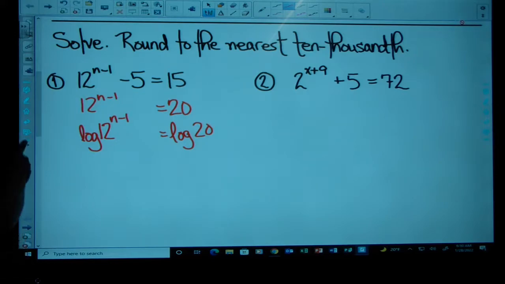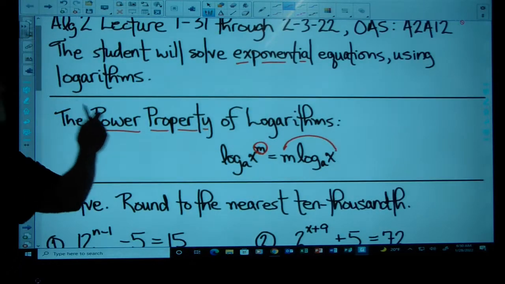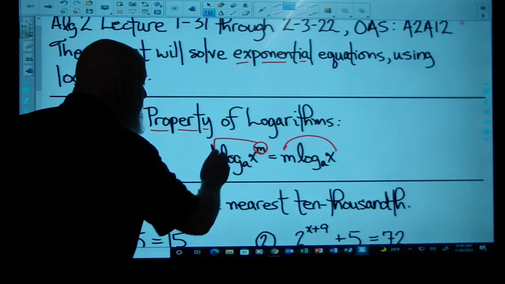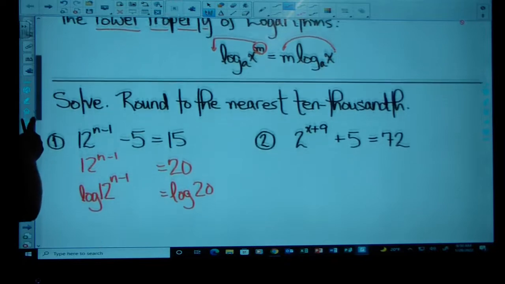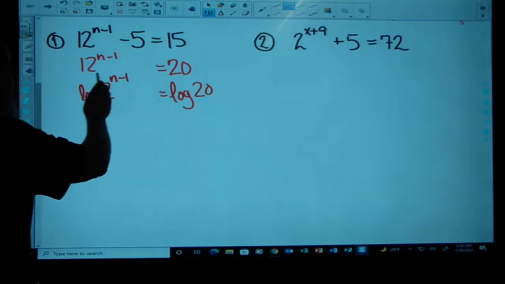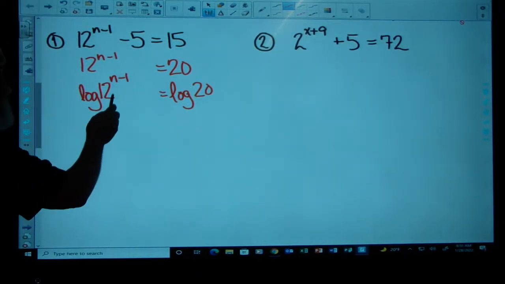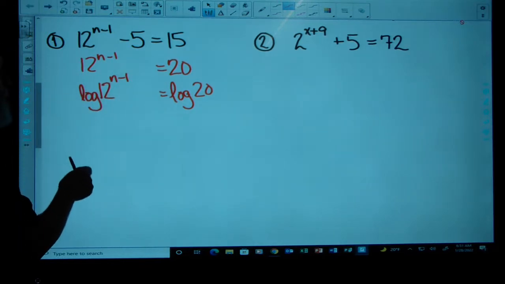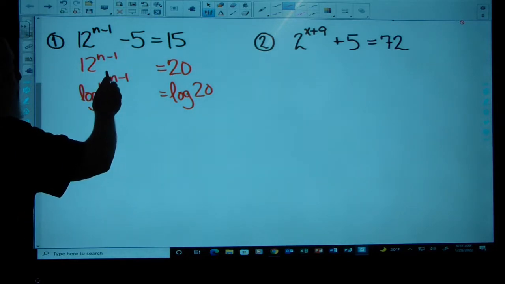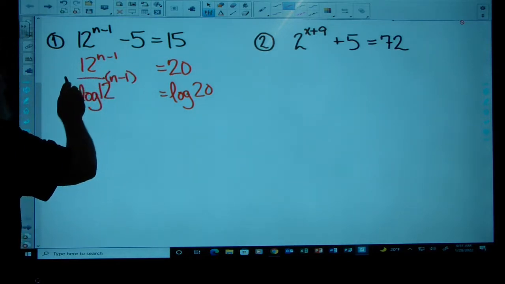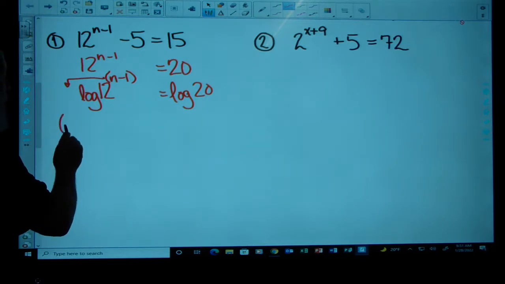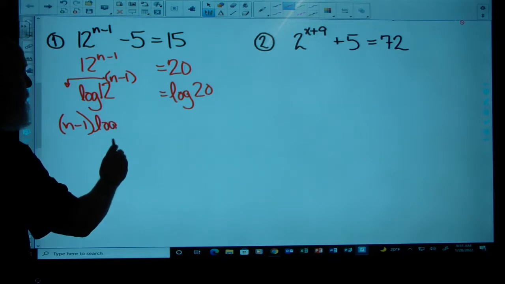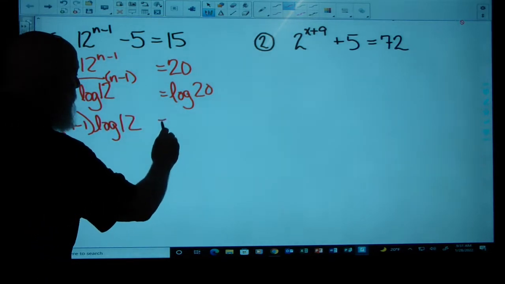Now I'm going to use the power property. I'm going to take the exponent and move it to a position of the coefficient. And that's what I'm going to do right here. I'm going to take this n minus 1, I'm going to move it right here. Now I've got to make sure when I do that I put it in parentheses, because the entire n minus 1 will be multiplied by log 12. So I'm going to take this and move it right here. Here we go. N minus 1 times log 12 is equal to log 20.